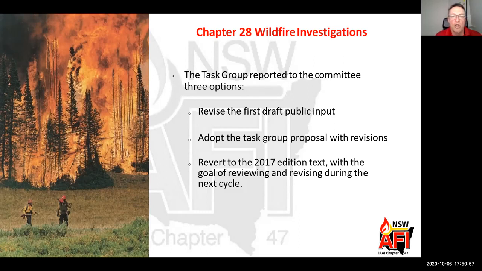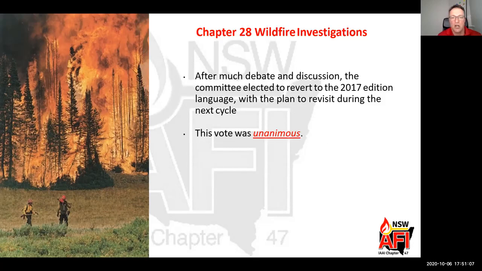The task group reported to the committee 3 options. So either revise it, adopt the task group proposal with revision, or revert to the 2017 edition text. In other words, no changes at all, and look at it in the next cycle. There was a lot of debate forward and backwards. The committee elected to revert to the 2017 edition. It was getting too late in this cycle, and so the vote was unanimous to hold the 2017 edition text and look at the next one.